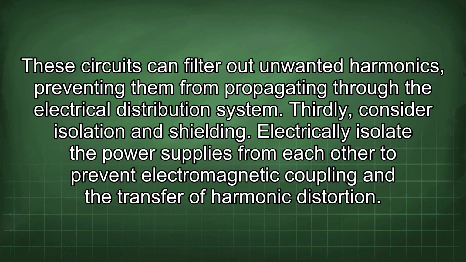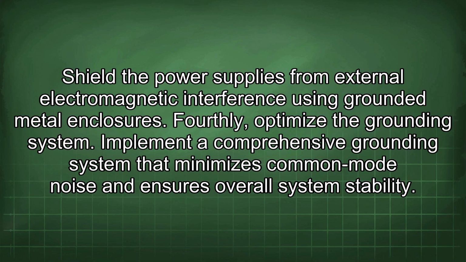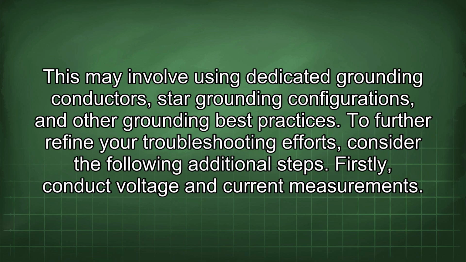Thirdly, consider isolation and shielding. Electrically isolate the power supplies from each other to prevent electromagnetic coupling and the transfer of harmonic distortion. Shield the power supplies from external electromagnetic interference using grounded metal enclosures. Fourthly, optimize the grounding system. Implement a comprehensive grounding system that minimizes common mode noise and ensures overall system stability. This may involve using dedicated grounding conductors, star grounding configurations, and other grounding best practices.